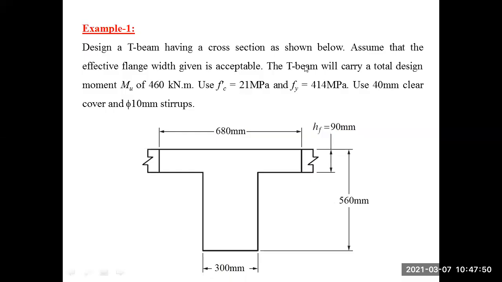How we decide on the dimensions of the flange or web. If the beam is part of a slab system, then the thickness of the flange is decided by the slab.